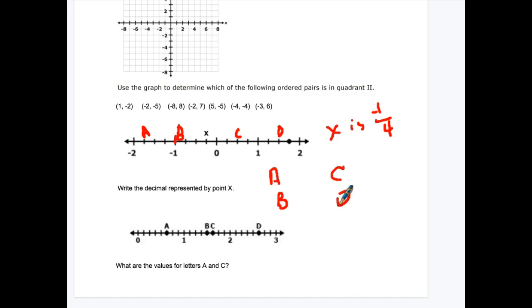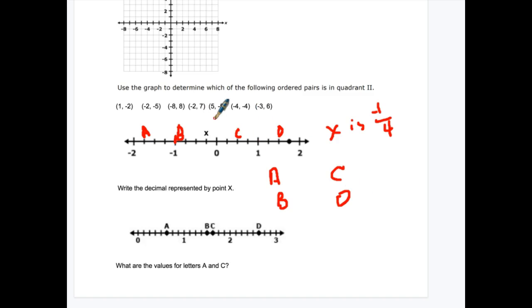So pause the video here, and take about a minute and a half and calculate the values for A, B, C, and D. Write your answers down on the paper and then check back in to see how you did. So pause for about a minute and a half and then check back in.